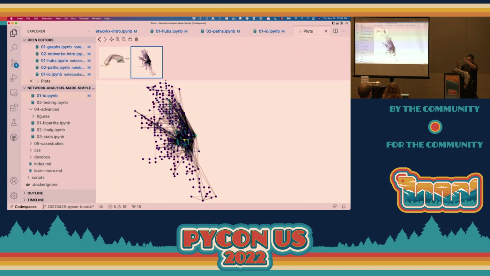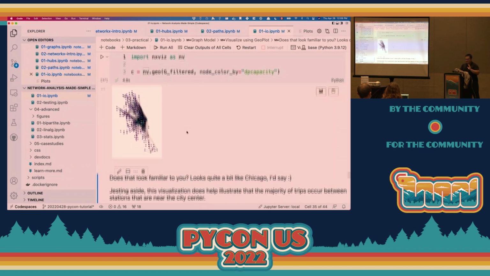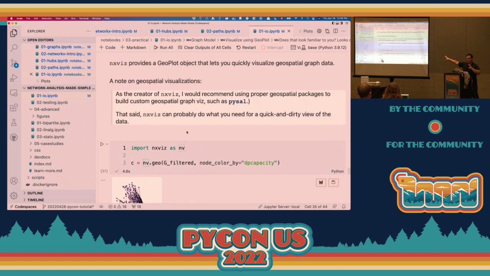And you can see it probably has that Chicago kind of layout that you would expect. However, I'm going to caveat this by saying you probably do want to use PySAL, which is a spatial analysis library for Python, to do more concrete, more principled analyses of geographic graphs, right? That's what I would recommend. You can use NXViz for quick and dirty views, but go to PySAL if you want to do anything serious with geographic networks.